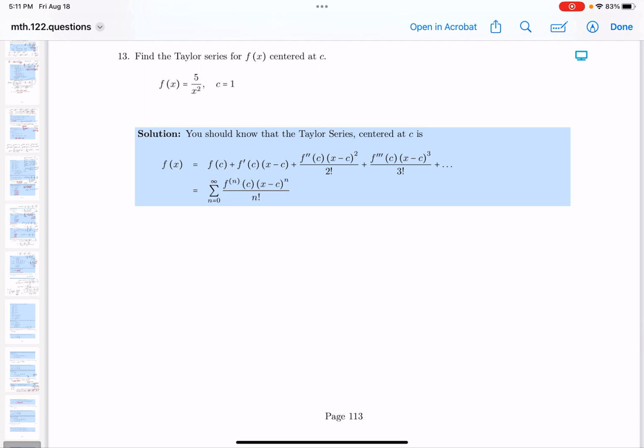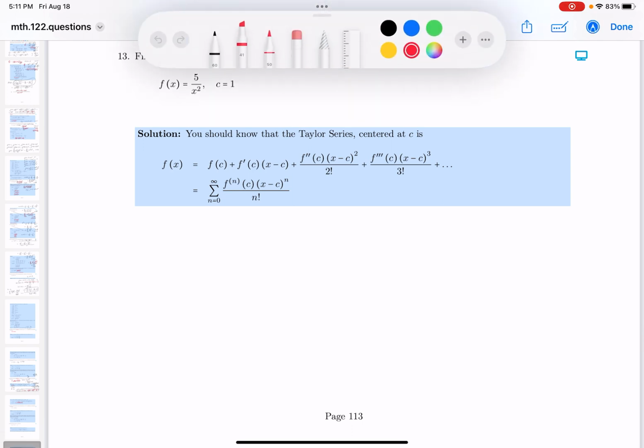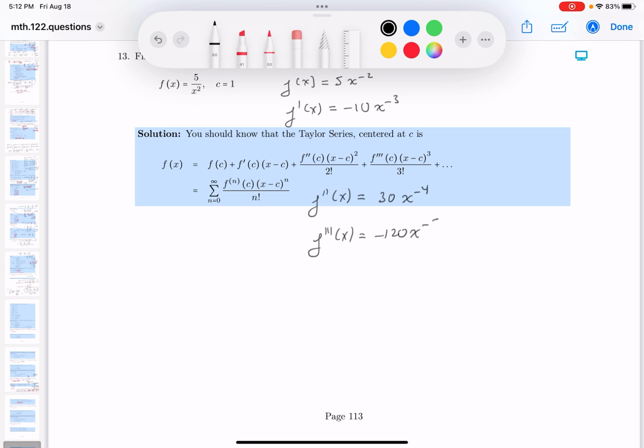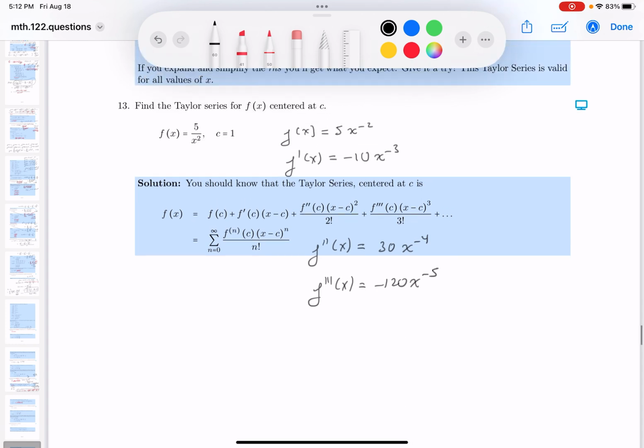All right, to start this problem out, I don't know if I really need to go to the whiteboard to do this over here, but I'm going to write down f of x is equal to 5x to the minus 2. And then you could write down the first derivative. It's relatively simple, by the way. It's going to be minus 10 x to the minus 3. The second derivative is going to be 30 x to the minus 4. The third derivative, and they're getting worse, by the way, there's no doubt about it, minus 120 x to the minus 5.